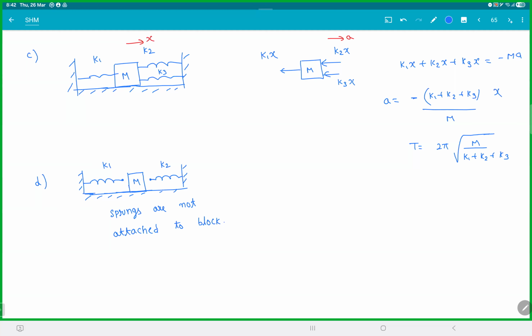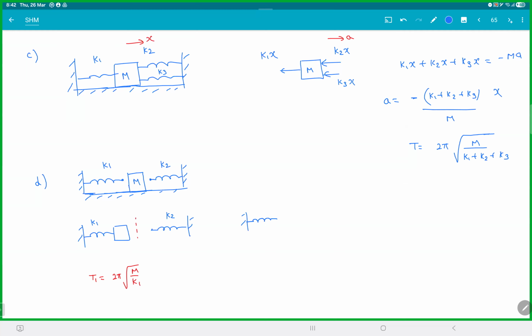Now in D, what happens because you're not attached? Now when this block goes to the left-hand side, see what happens. So when the block goes to the left-hand side, the K2 spring will be just there. It does nothing. So this will go from here to here, and this time period will be T1, which is 2 pi root over M by K. So when you're on the left-hand side, the time period is 2 pi root over M by K1.